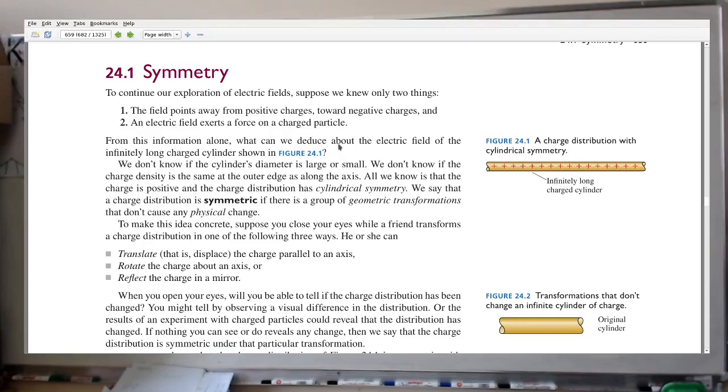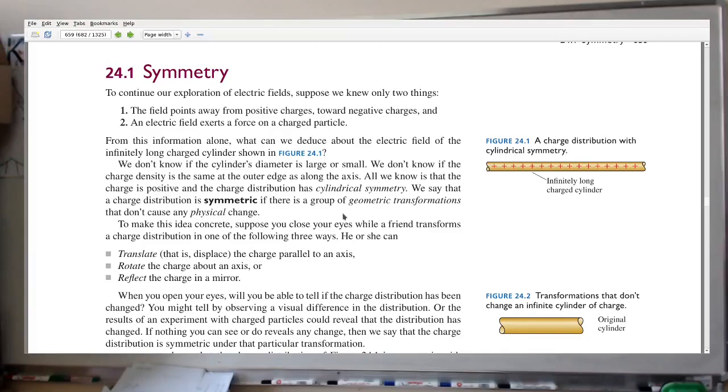Now, how can you change the system? There are three things you can do. You can translate, so you can move the charge or your system along an axis. Or you can rotate, so you can turn things around a given axis or a pivot point. And you can reflect: you take some point or some line or some plane, and you reflect everything around these objects. When you change these things, if there is no change in your physical system, you talk about translational, rotational, or reflectional symmetry.